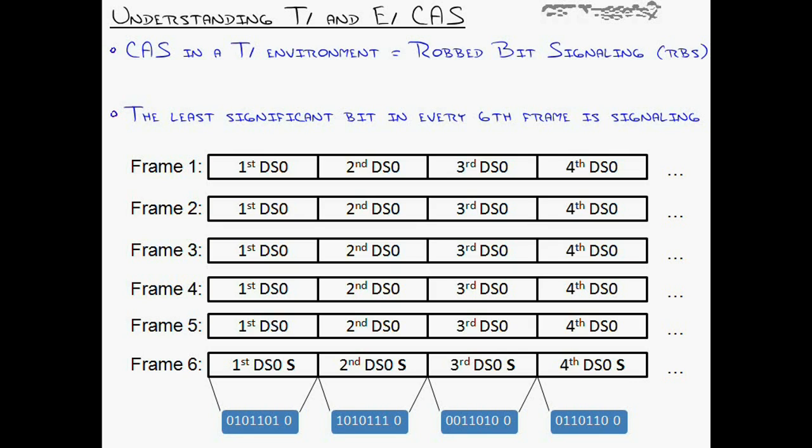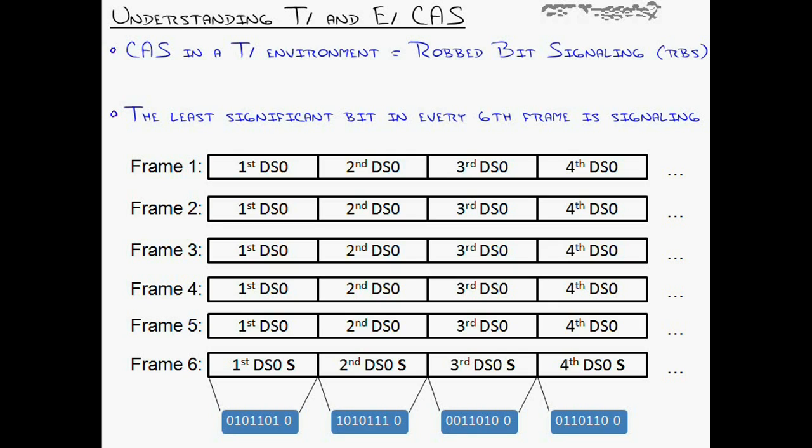But in the voice world, it's pretty critical to know how this works because we need to know how signaling is being communicated. And if signaling isn't passed, we need to know where to start looking. So, when we're thinking about T1 environments, which is the United States, Canada, Japan, those major areas, and some other areas that still use T1s, CAS in a T1 environment is known as robbed bit signaling, or RBS. Keep that one in mind because I think that is the best description of what this does. Here's the technical nitty-gritty of it. The least significant bit in every 6th frame is signaling.